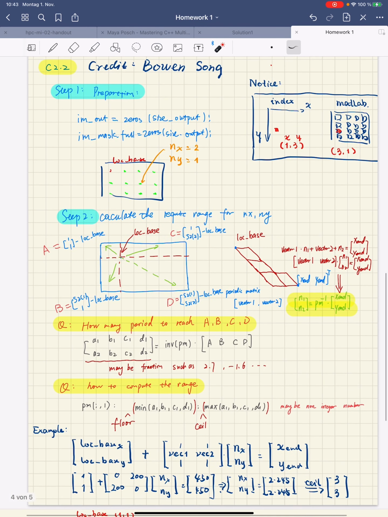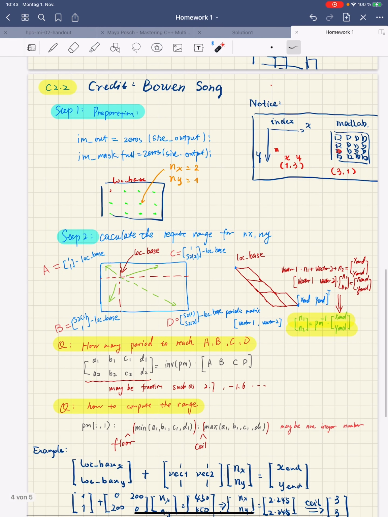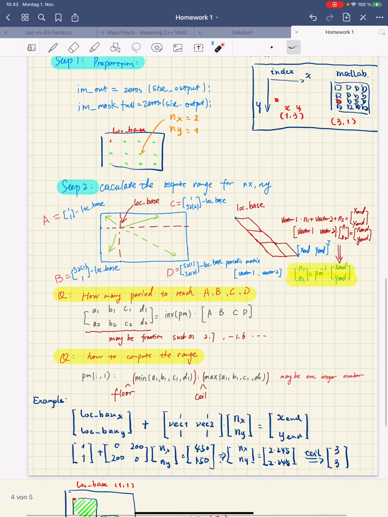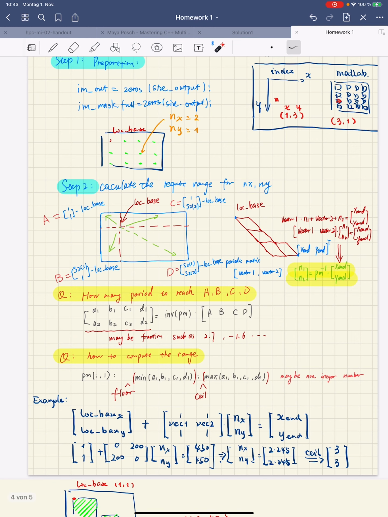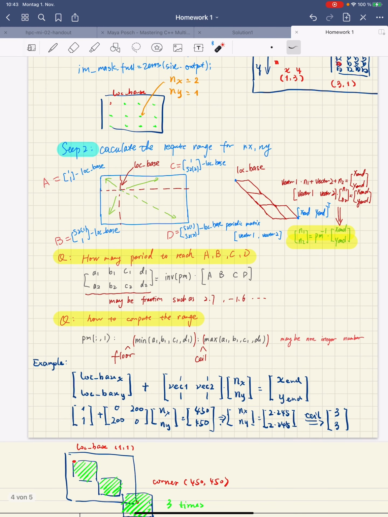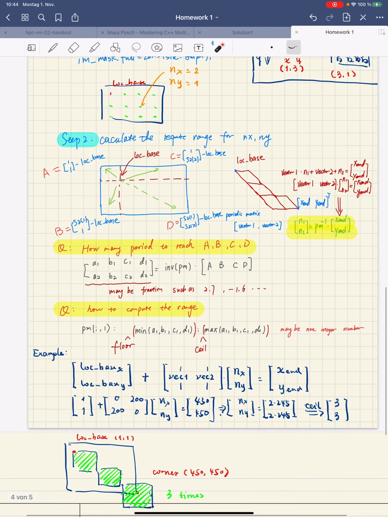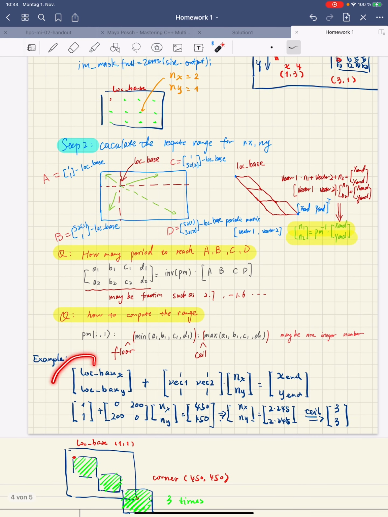So for calculating the range, we need a little bit of math. We've got to remember it from the lecture. For this periodicity to work, it's actually a linear transformation. For example, take a look at this part.